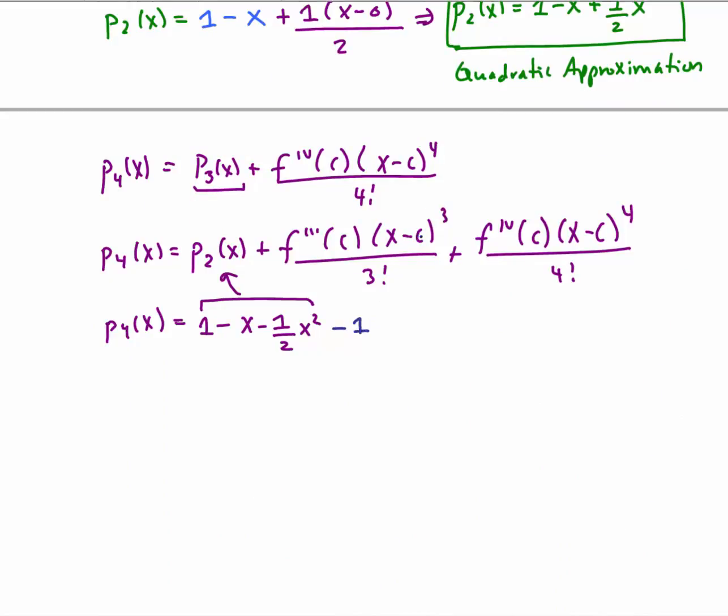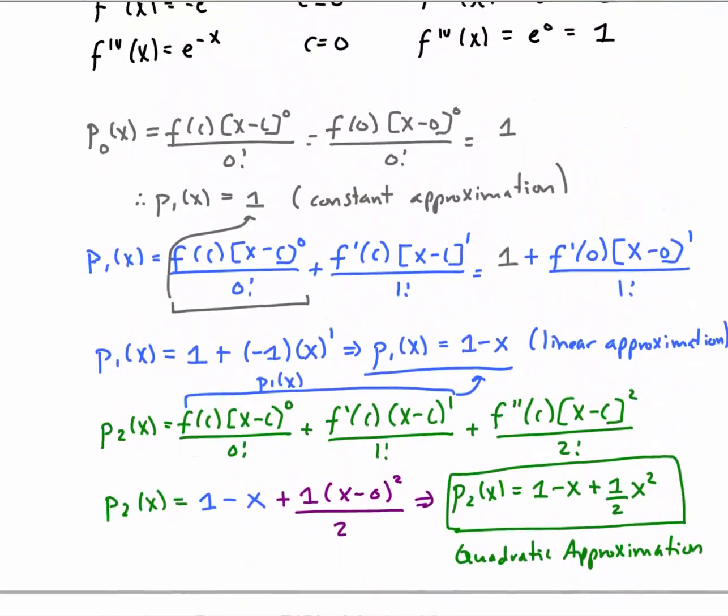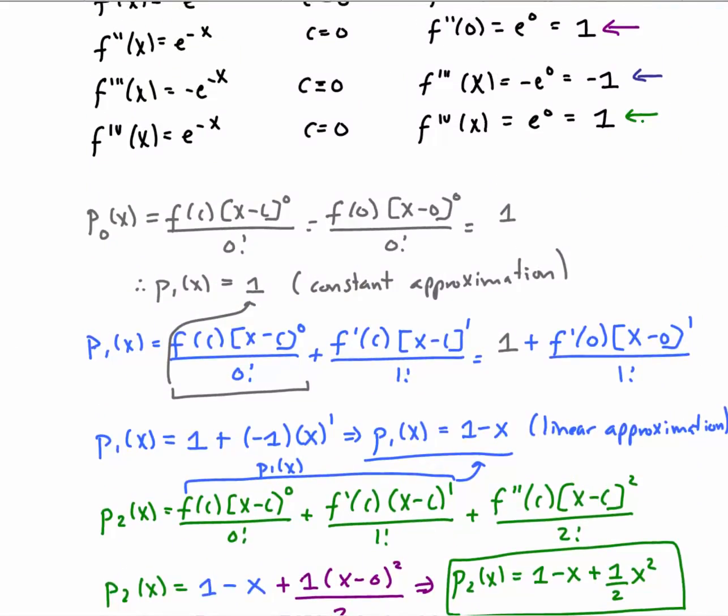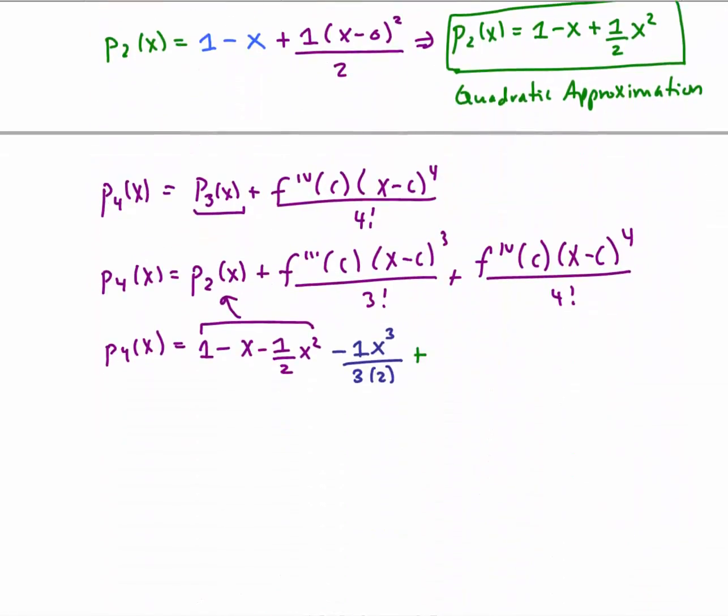Now this is x minus 0, which is just x, so negative 1x cubed over 3 factorial. 3 factorial is 3 times 2 times 1, and of course 1 being the multiplicative identity, I don't need to include that. Okay, so next I have my fourth derivative evaluated at center. You can see my fourth derivative evaluated at center is 1, so this is plus 1 times x minus 0, because my center is 0, would be x to the fourth over 4 factorial, which is 4 times 3 times 2 times 1.